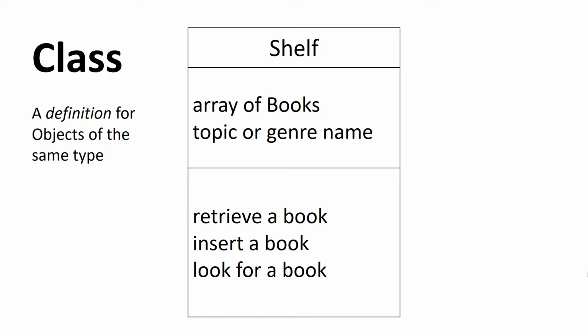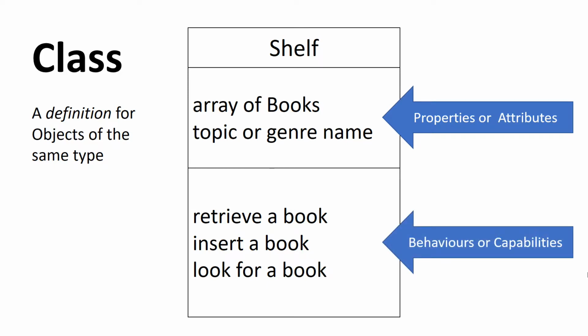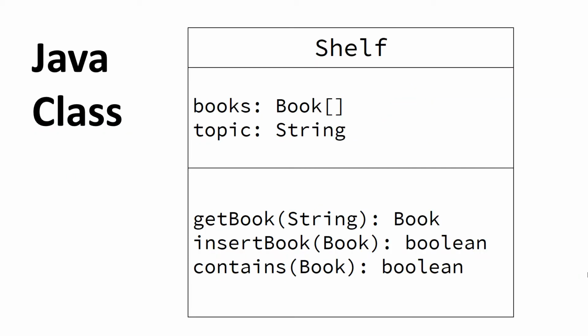In a programming language, a class is a definition for all the objects that are of the same type. So it describes a few different things. The first part is its properties or attributes. A shelf might have an array or list of books on it, and maybe it has a topic or a genre name that the shelf is appropriate for. It also has a bunch of behaviors or capabilities, things that we can do with the shelf or the shelf can do. In this case, we can maybe retrieve a book or insert a book or look to see whether a book is on a shelf.